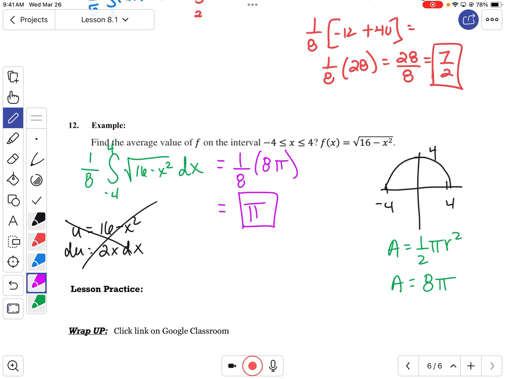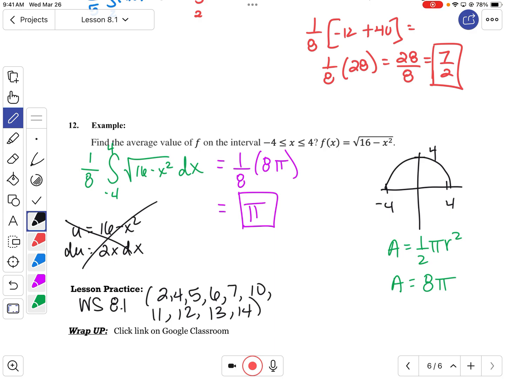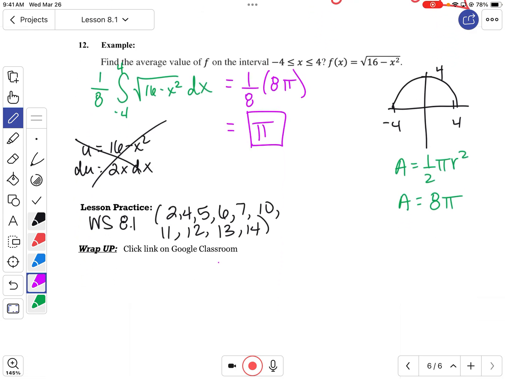What questions do you have? All right, well, here it is. I gave you a worksheet today. It's called 8.1 Practice Problems. They were adapted from AP Classroom. Okay, you don't have to do them all, but here's some good ones: 2, 4, 5, 6, 7, 10, 11, 12, 13, and 14. Okay, so those are good ones. And you do have a wrap up today on Google Classroom, so let's get that done. Get us a point this week.